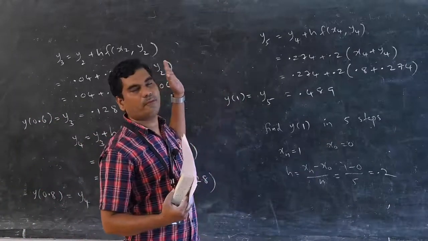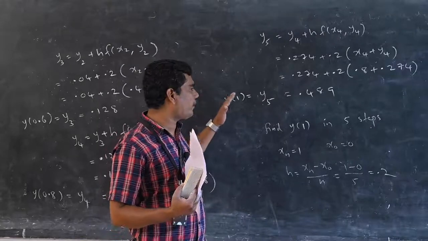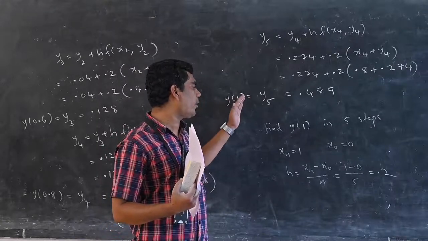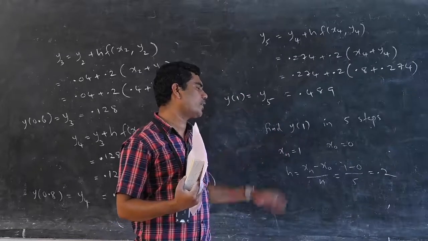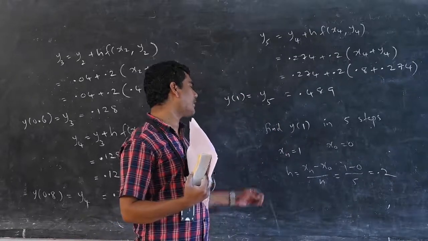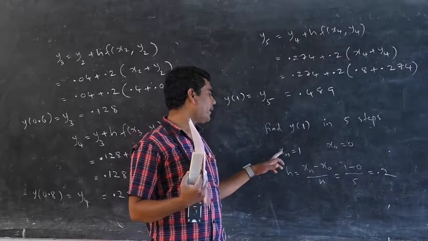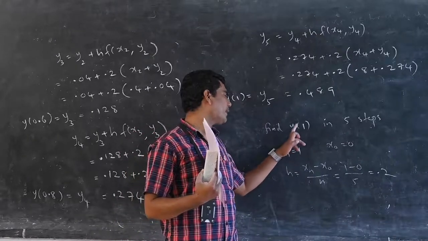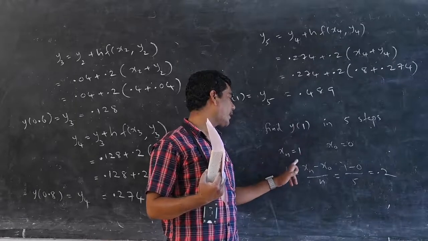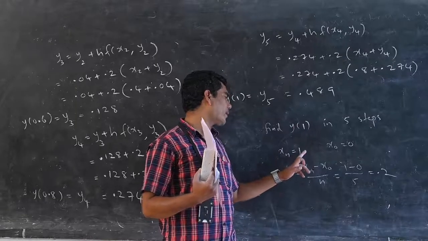The question gives y1, y2, y3, y4, y5 with h equal to 0.2. Find y of 1 in 5 steps using the Euler method. Assume the nth step gives xn equal to 1.